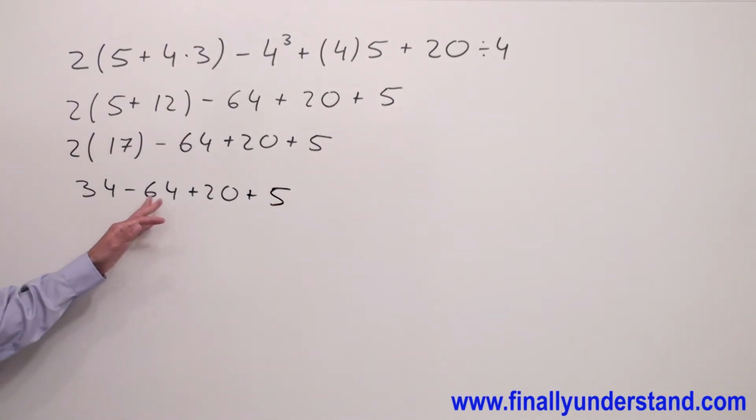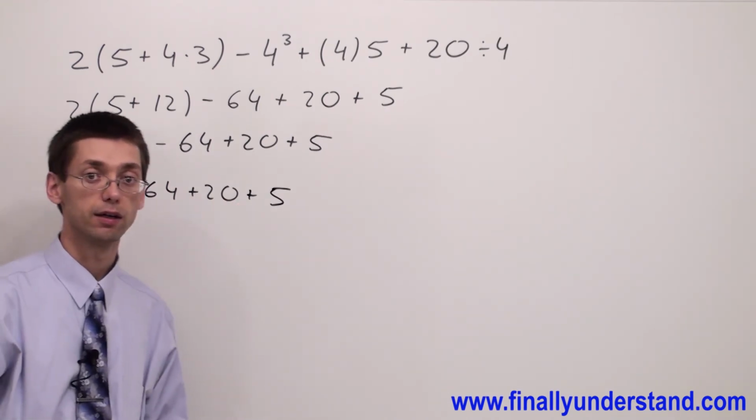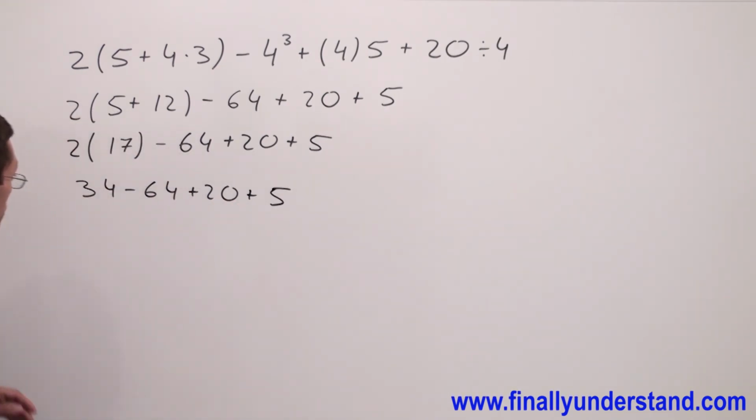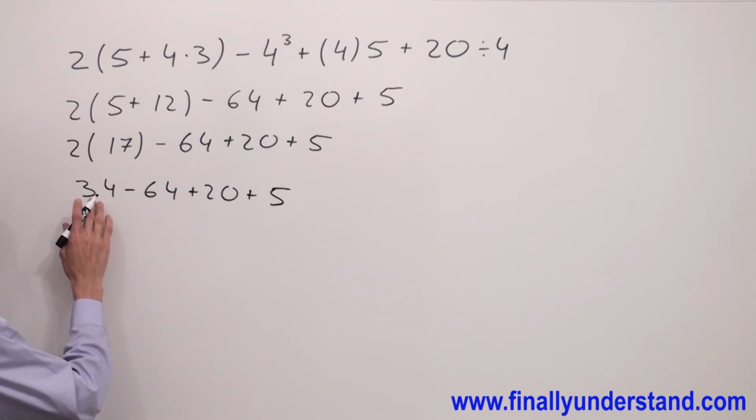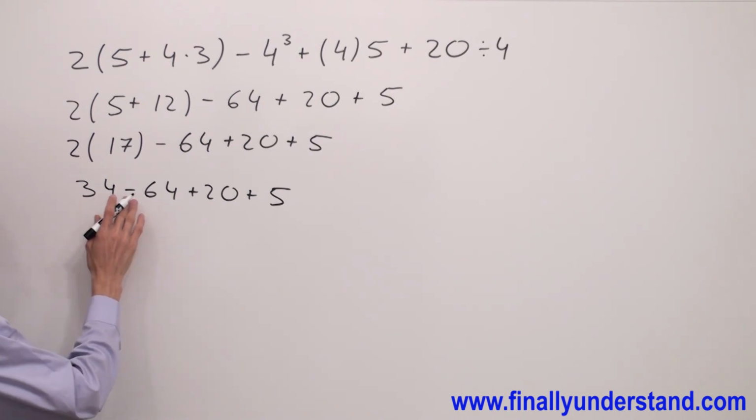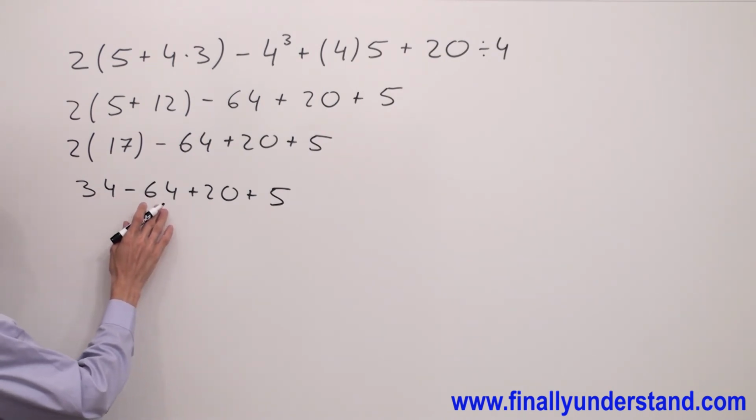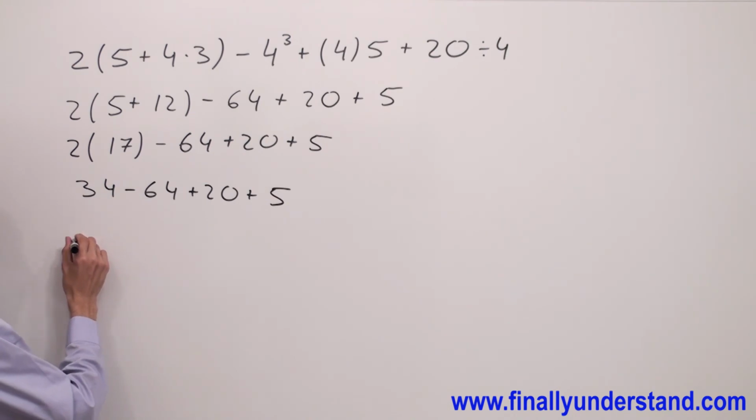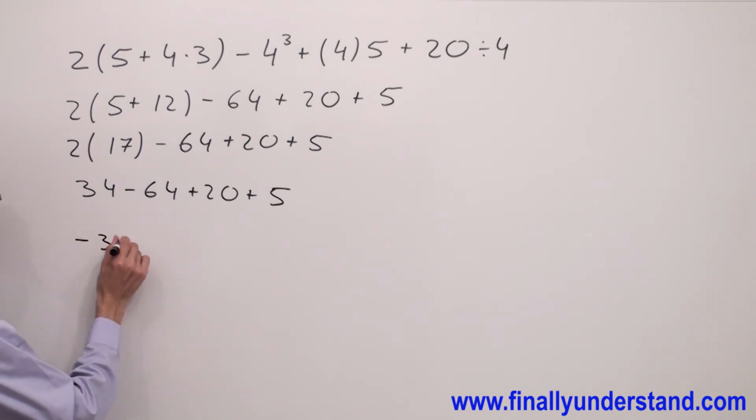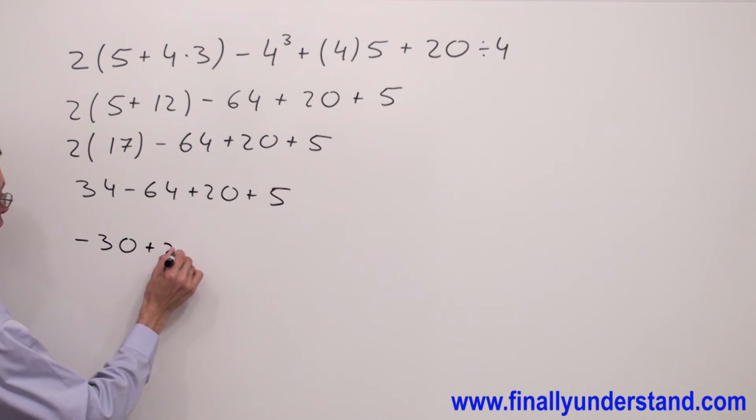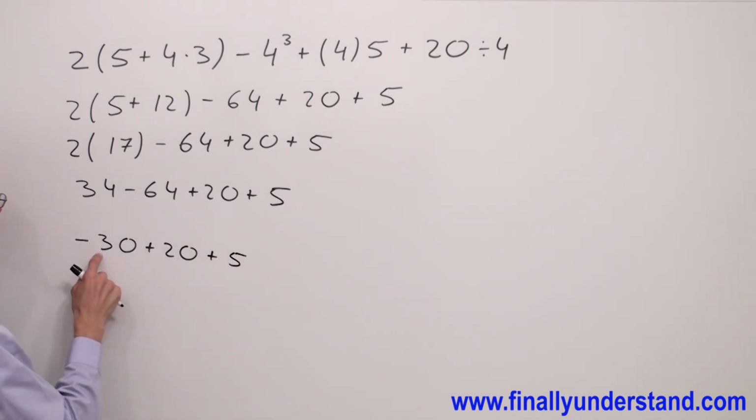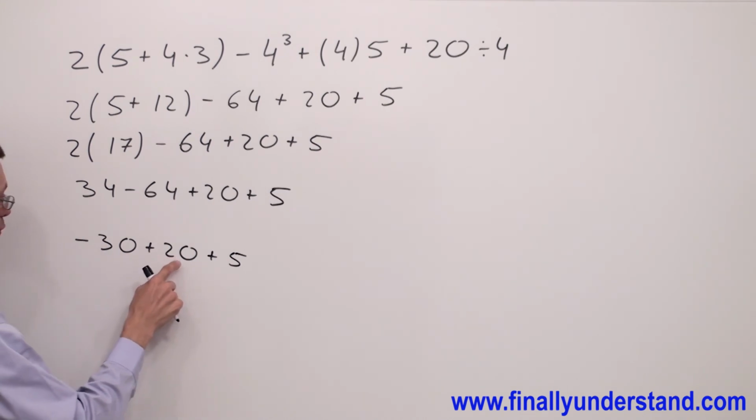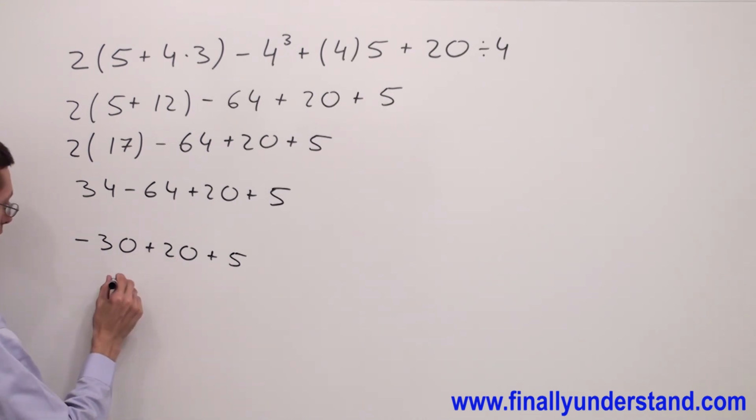Because subtraction, addition, and addition are equally important, I'm supposed to perform the operations from left side to right side. So I have 34 minus 64 is equal negative 30 plus 20 plus 5. Minus 30 plus 20 is equal negative 10.